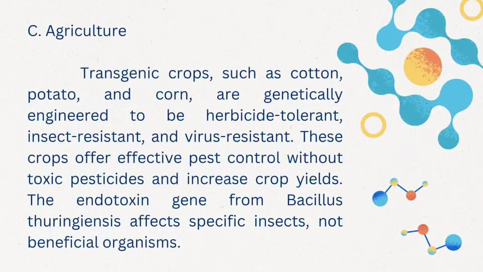So the next is agriculture. Genetically engineered crops or transgenic plants are now available in many countries worldwide. In 1996, countries such as United States, Canada, Argentina, Australia, China, and Mexico were already growing transgenic plants in large scales. Herbicide tolerant, insect resistant, and virus resistant crops offer more effective options for pest control without the use of toxic pesticides while increasing crop yields.